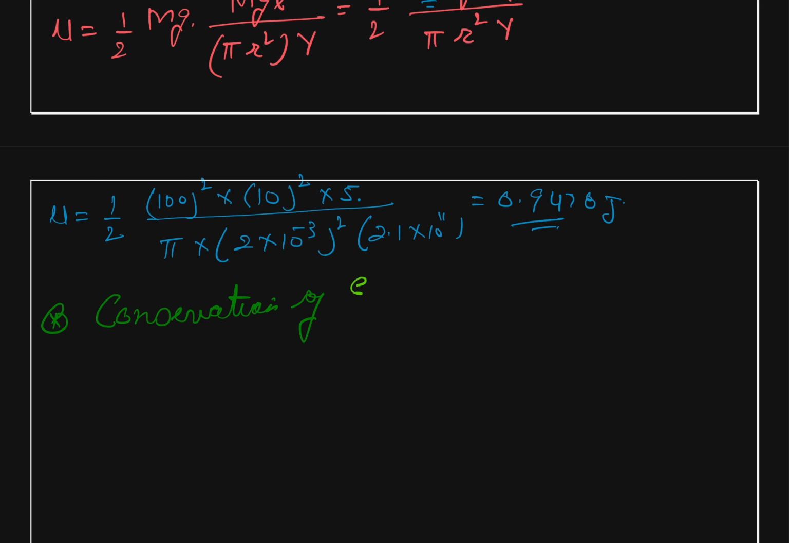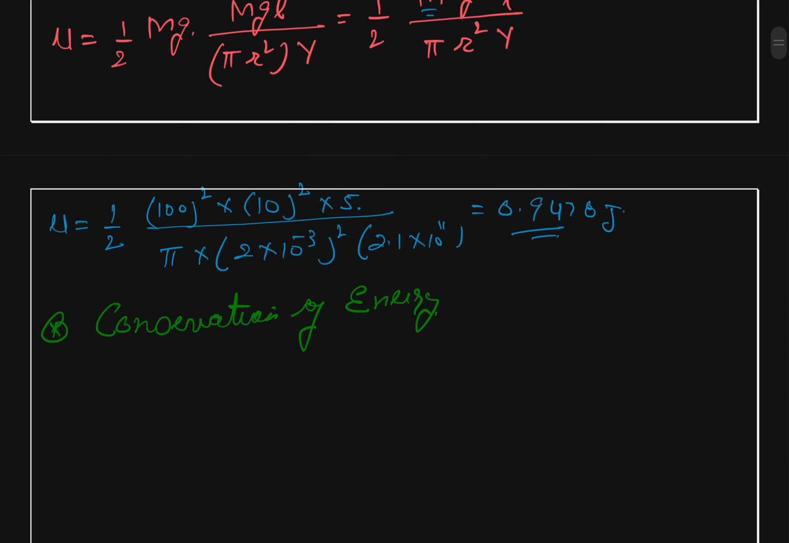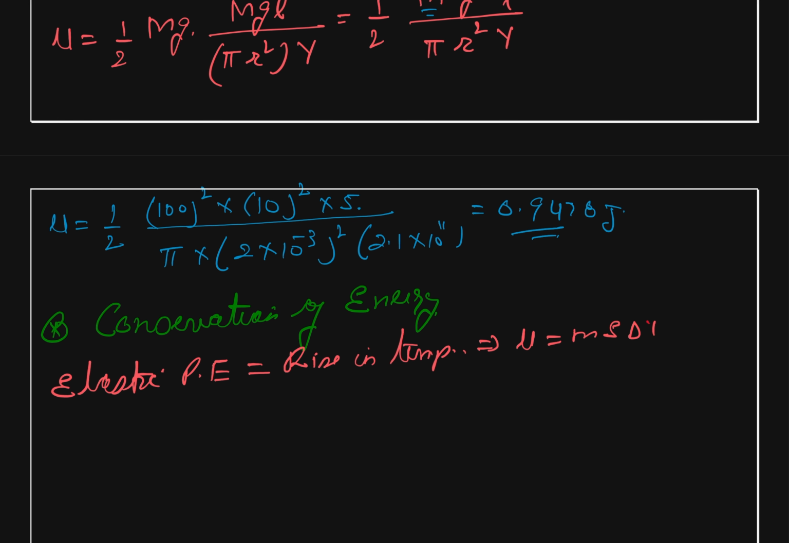Conservation of energy, and that conservation of energy gives us what we call elastic potential energy. Elastic potential energy is equal to the rise in the temperature, and from here we can write that our U is equal to m times specific heat multiplied by delta T.